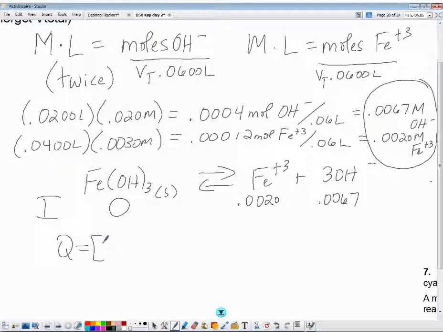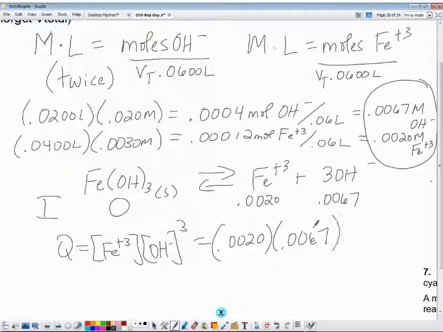Q says this, concentration of iron times concentration of hydroxide cubed. So let's put those numbers in, those two numbers, 0.002 to the first, 0.0067 to the what? Thank you, to the third. And I get a value of 5.9 times 10 to the minus 10. And what did we say that Ksp was from the other side? We said the Ksp was 3.8 times 10 to the minus 38.